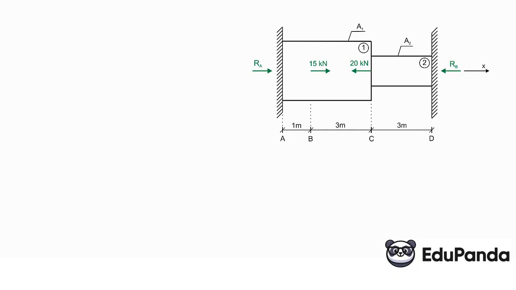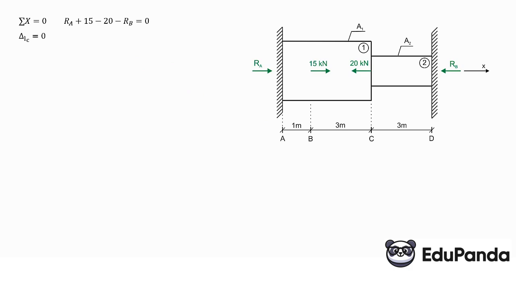So what we can do first is calculate the sum of the projections on the x-axis, which should equal 0. The forces that have a direction consistent with the accepted direction of the x-axis are positive, so Ra plus 15 minus 20 minus Rb equals 0. Well, we could also rearrange and move Ra to one side, but for now it is just one equation with 2 unknowns, so we can't do anything with it yet.